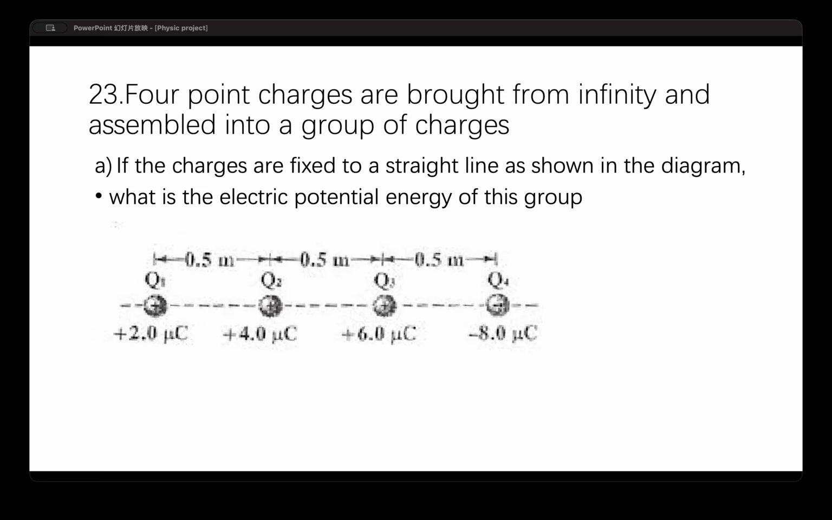Hello everyone, today I'm going to show how to solve question 23. There are 4 point charges brought from infinity and assembled into a group of charges. So for part A, if the charges are fixed to a straight line as shown in the diagram, what is the electric potential energy of this group?